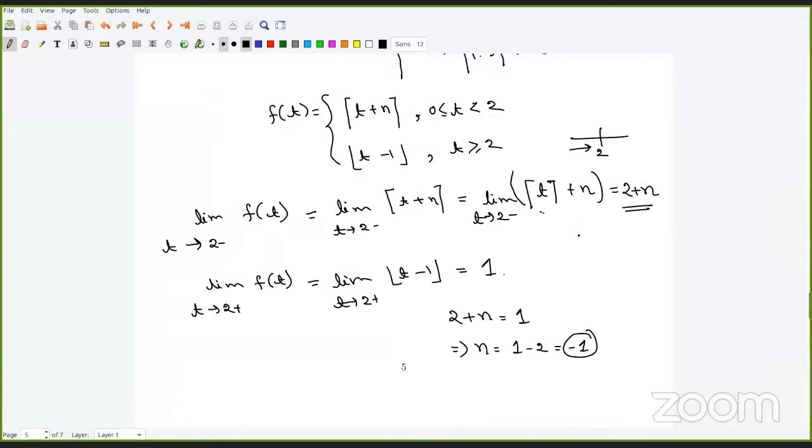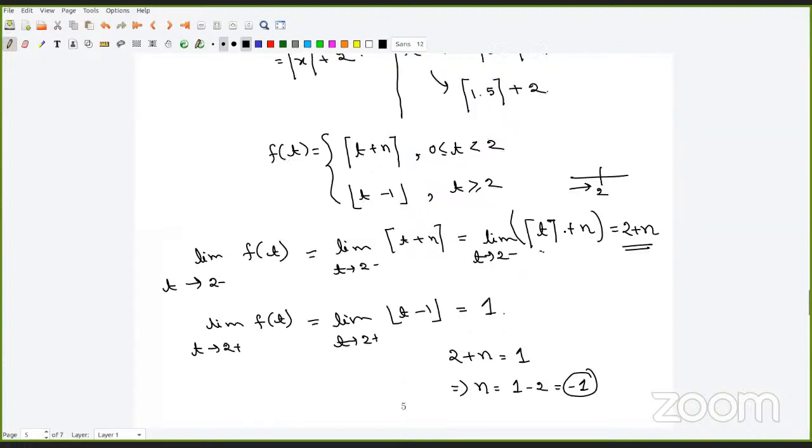When limit t tends to 2 plus, the floor of t would be 2, and 2 minus 1 is equal to 1. Exactly, that's what I was doing.